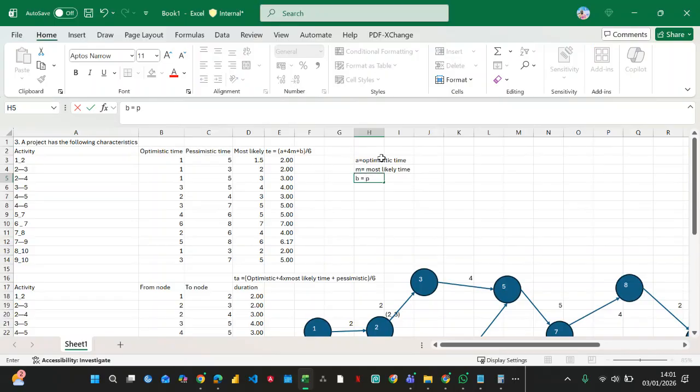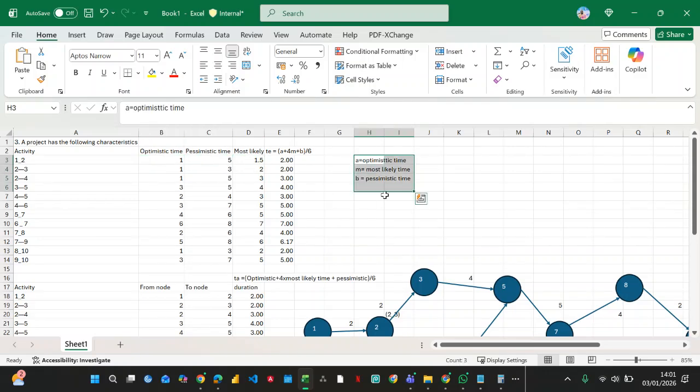And then, what again? B is now what? Pessimistic time. That's all. So all of this was given to you. This was given, this is given, this is given. Then you just substitute and bam, you get your answer.